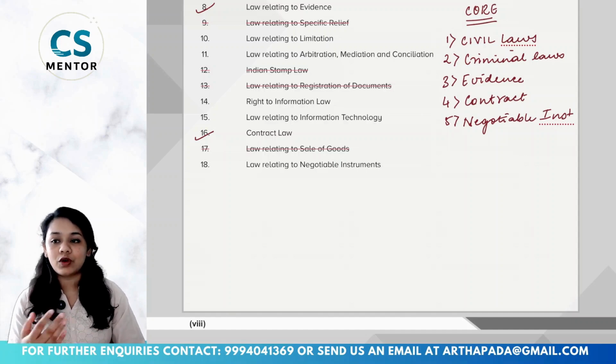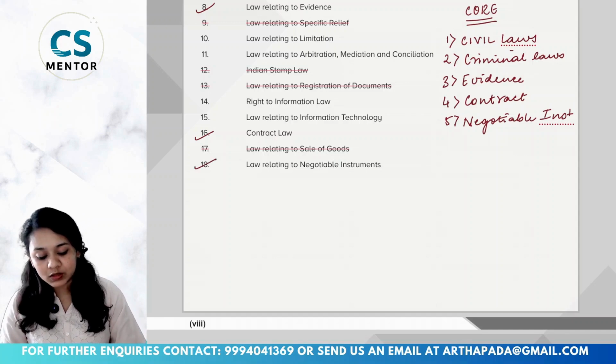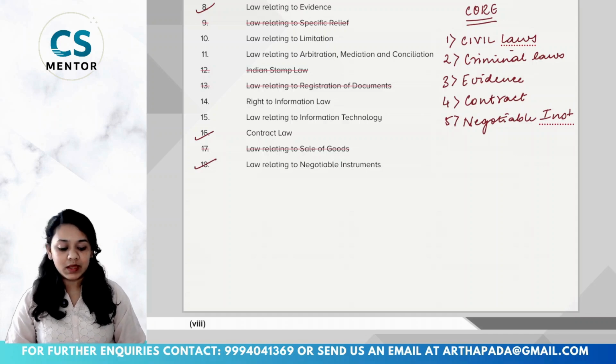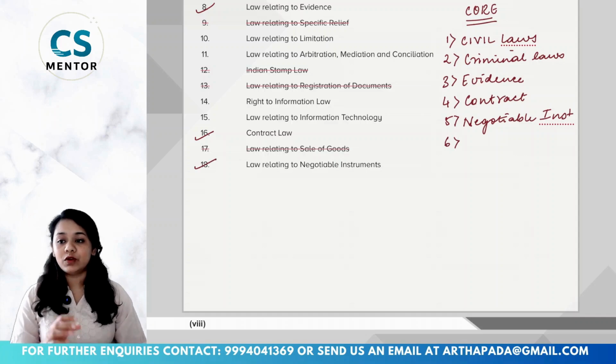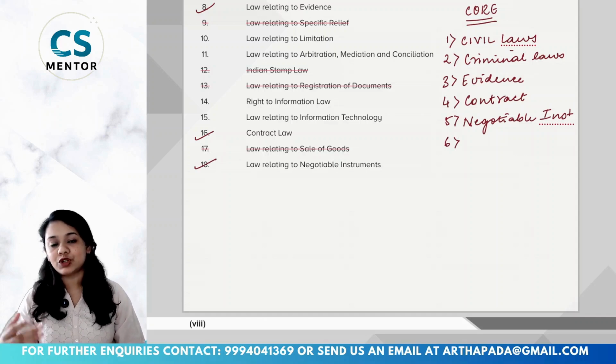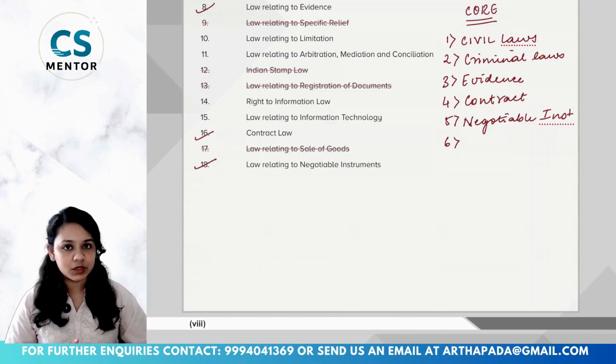Everything comes under your contract and negotiable instruments. All right, so we've covered chapter number 16 and chapter number 18. After this, in case there is any kind of a dispute, if it is of a civil nature, you go to the civil courts, and if it's of a criminal nature, then you end up going to a criminal court.